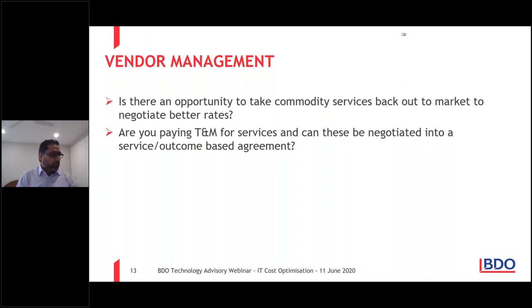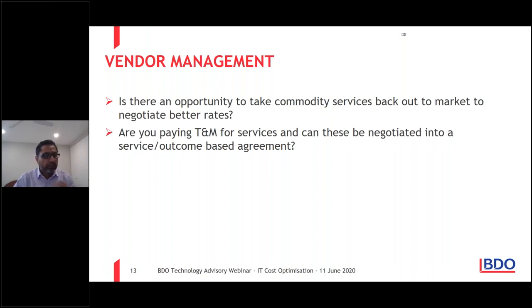And then the last one, which we have touched upon a couple of times, is around paying time and material for some of those services, and negotiating a service-based outcome. In some cases, if your usage patterns have changed and you're paying time and material and it is escalating the cost, then it could be an opportunity for you to go back and have a service or outcome-based agreement rather than time and material.